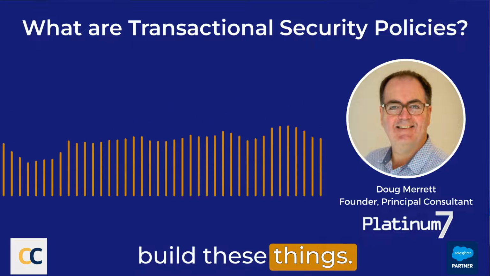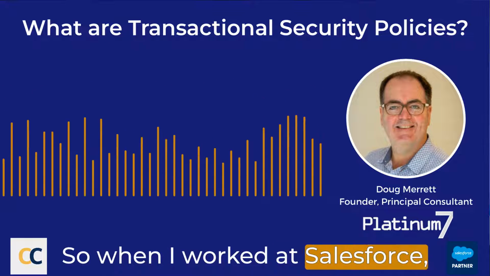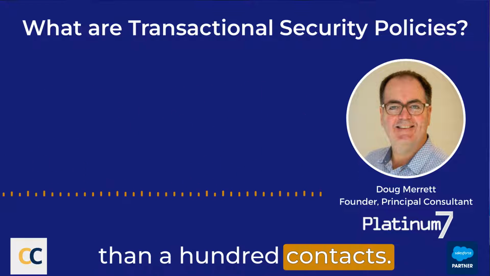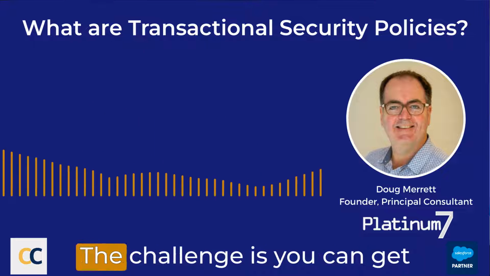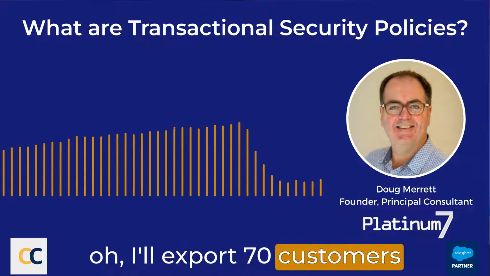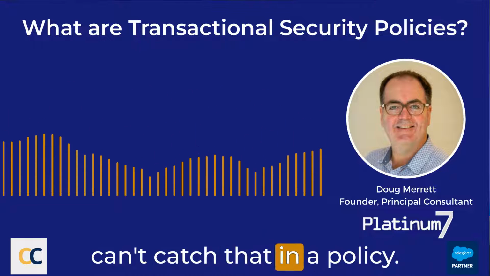There's two ways to build these things. One of them is very simple. It's point and click. You can do very simple things, and it's great for demo. So when I worked at Salesforce, I was demoing this really quite easily, and it was like, you can't export more than 100 contacts. Great demo. Really works well. The challenge is you can get some smart person who goes, oh, I'll export 70 customers 400 times, and they get the whole environment, and you can't catch that in a policy.